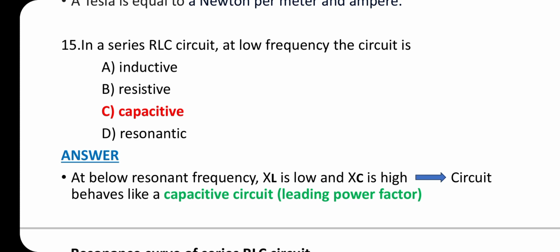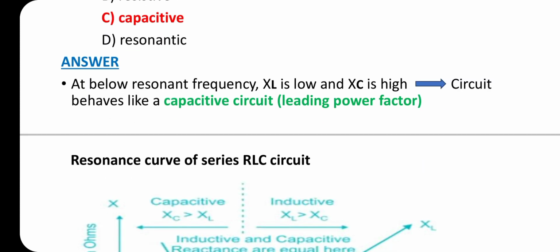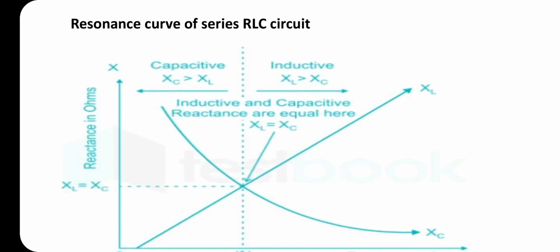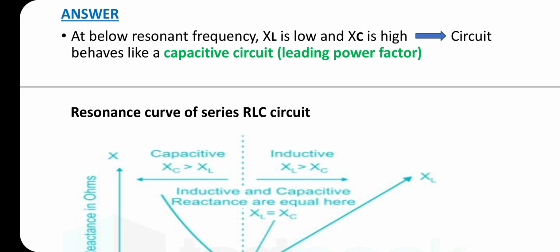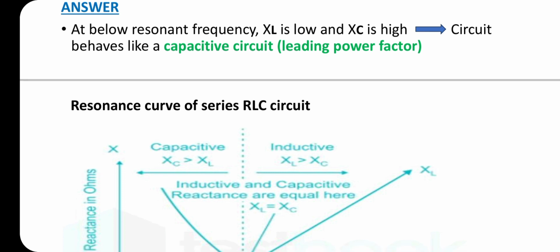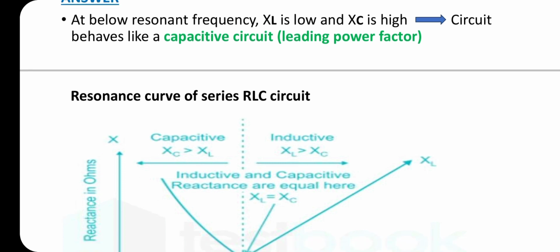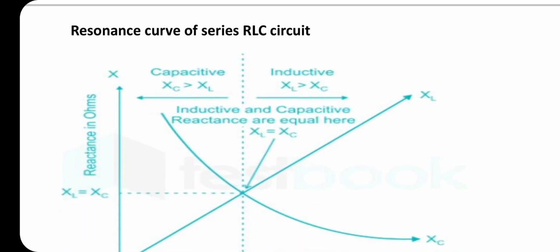In a series RLC circuit at low frequency, the circuit is option C, capacitive. This is the resonance curve of a series RLC circuit. From here we can identify that below the resonance frequency, XL is low and XC is high. The circuit behaves like a capacitive circuit, that is, leading power factor.